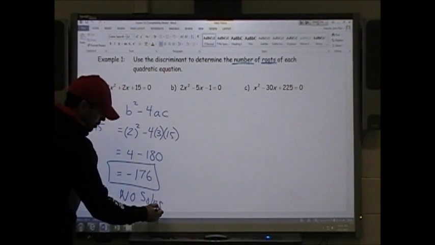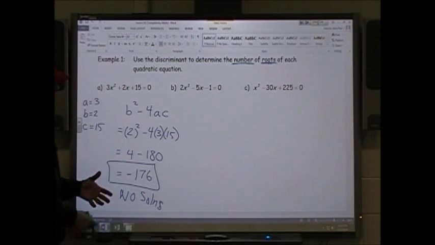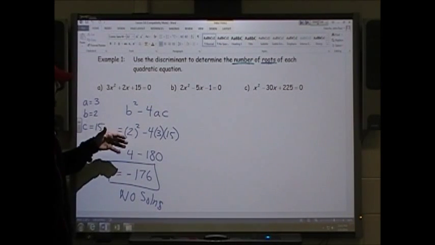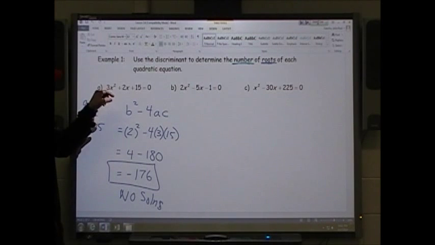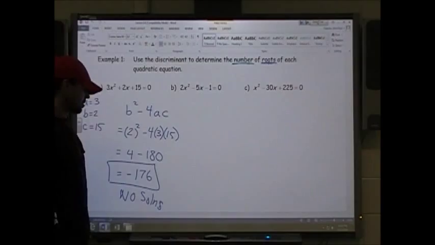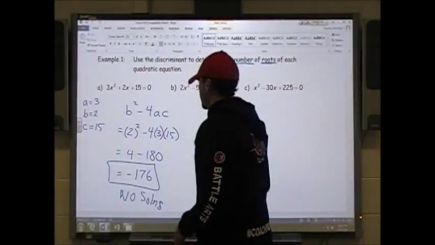Because underneath the square root sign is a negative number, you're not going to be able to perform the math there, so it's impossible, no solutions. What does that mean? That means this thing opens up and the vertex is above the x-axis. It's never going to cross the x-axis. Okay? So that's what that one means.